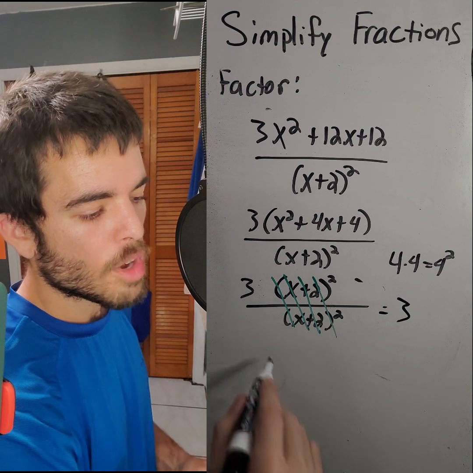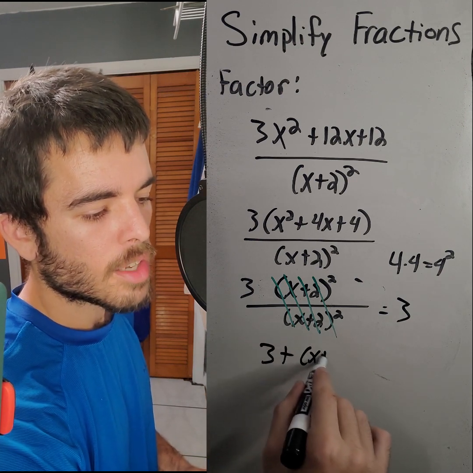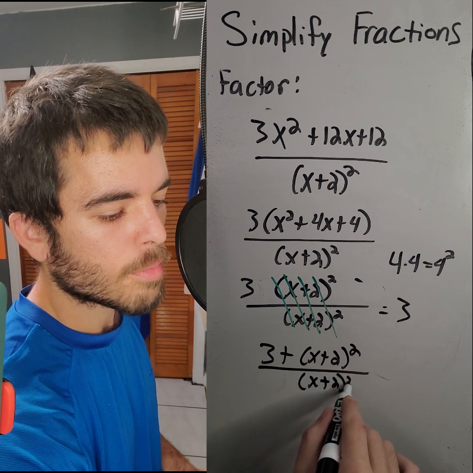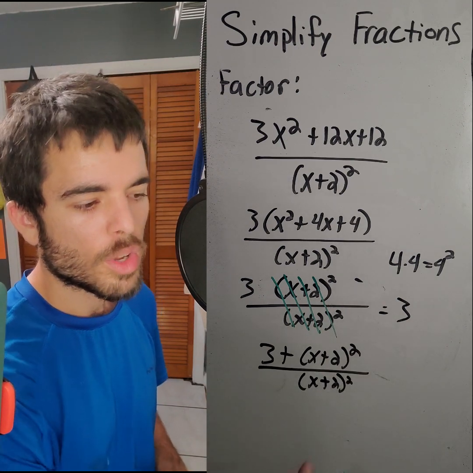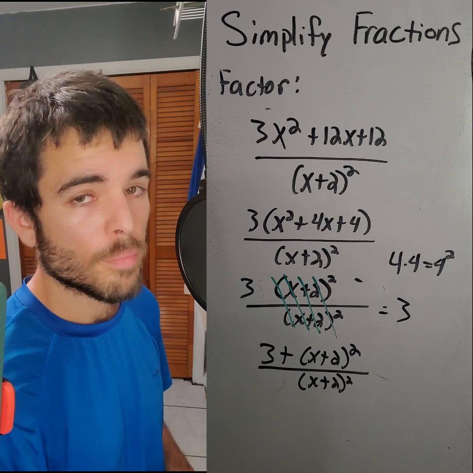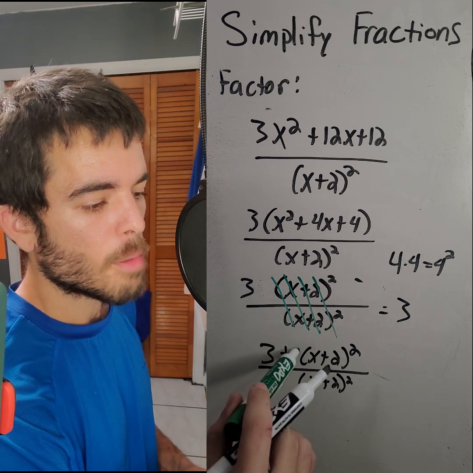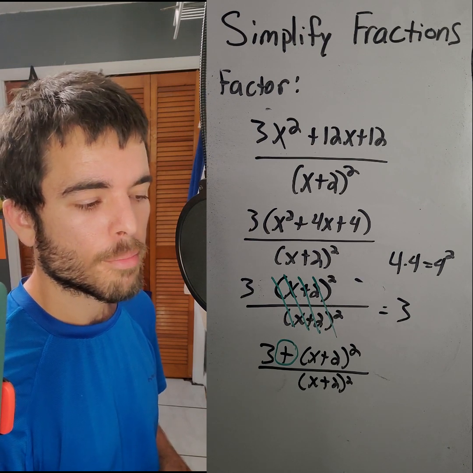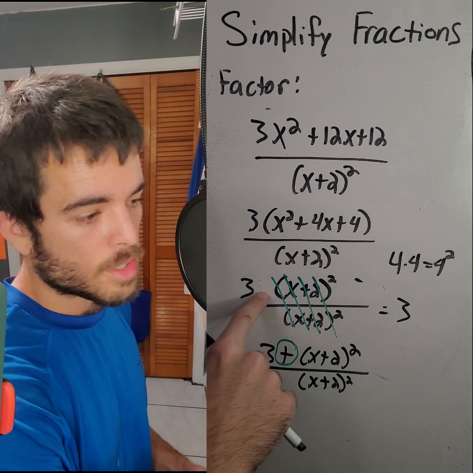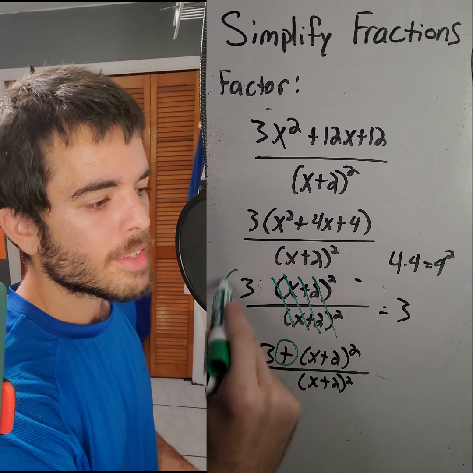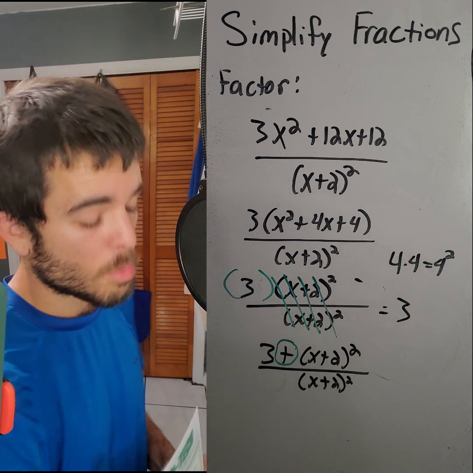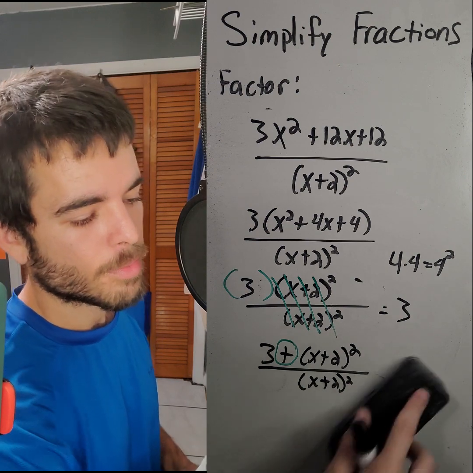Now briefly, what if we had 3 plus x plus 2 squared, all divided by x plus 2 squared? Then what would you do? Could you still cancel those x plus 2's? No, you can't. That plus sign, remember, is a red flag. That means you can't cancel top and bottom. In the first example, we have 3 times that group, x plus 2. And that's where multiplication comes in and saves us.